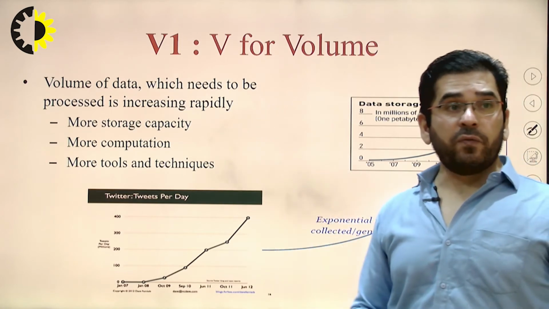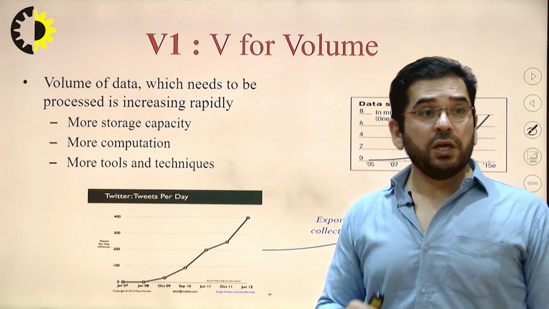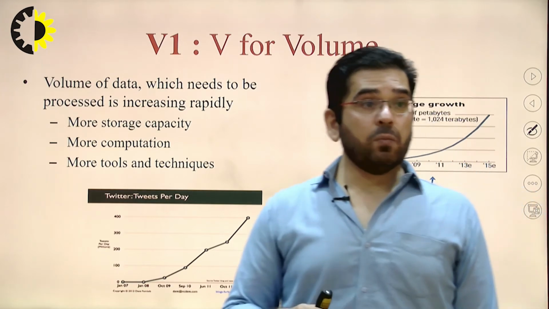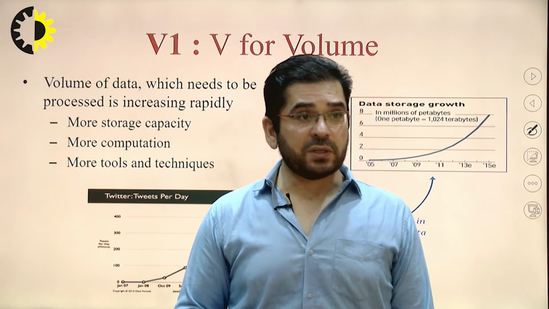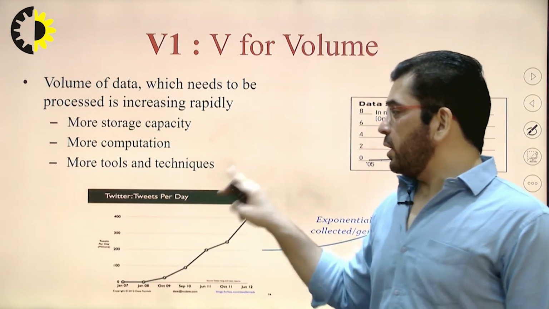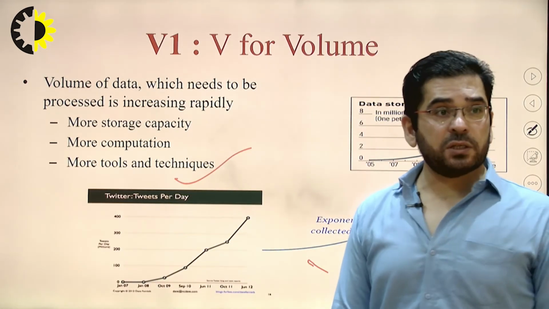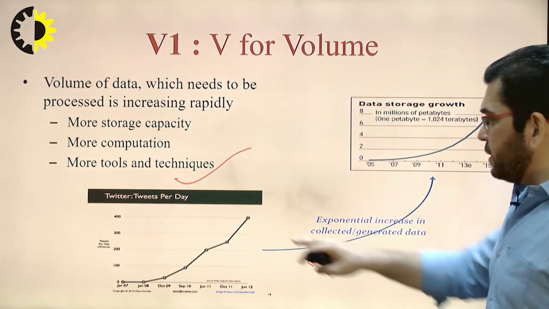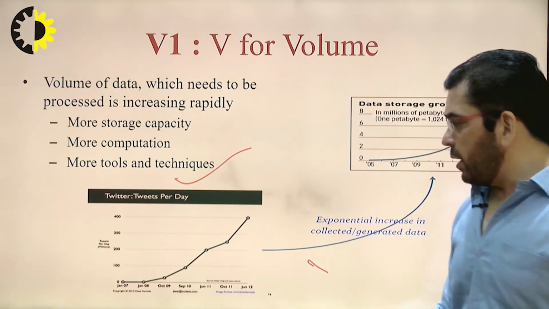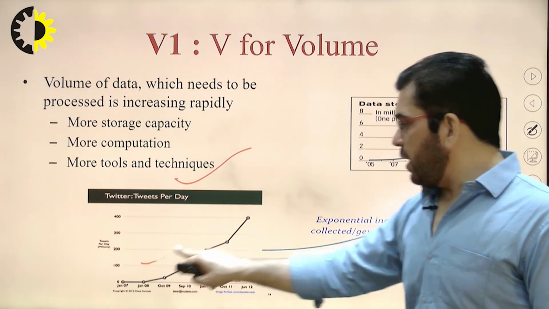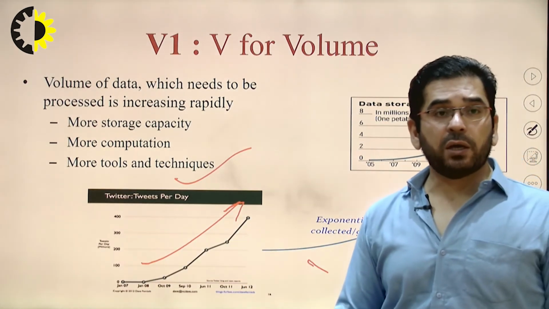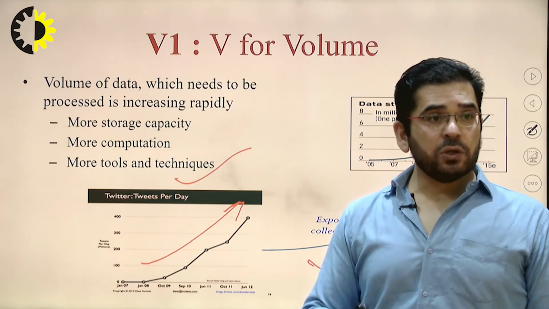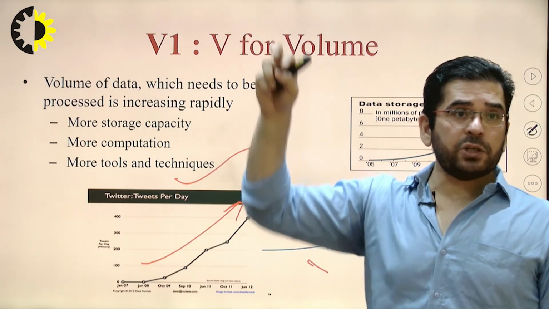The volume of data which needs to be processed is increasing rapidly. More storage capacity is required to store large data. More computation power is required. More tools and techniques are required to process such a large amount of data. So this is a statistic for tweets made per day. These are rising at a very high speed. Every day, so many new users are registering on Twitter. They are making so many tweets. So the data of tweets is growing exponentially.